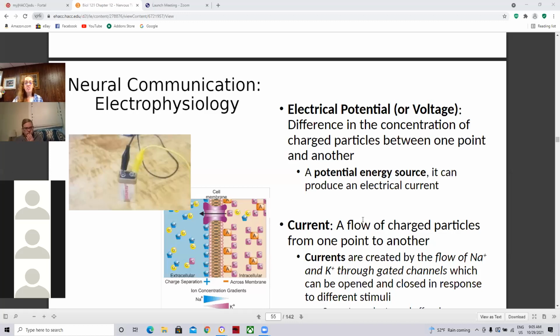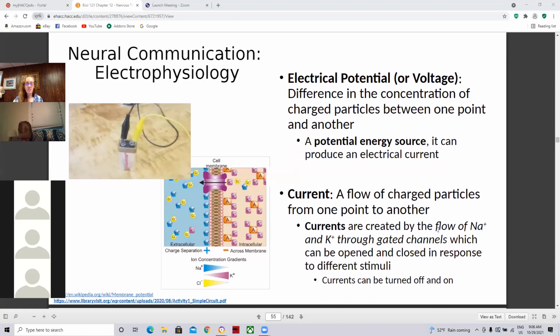So a current is a flow of charged particles from one point to another. The currents are created by the flow of sodium and potassium through gated channels, which can be opened and closed in response to different stimuli. The currents can be turned off and turned on.